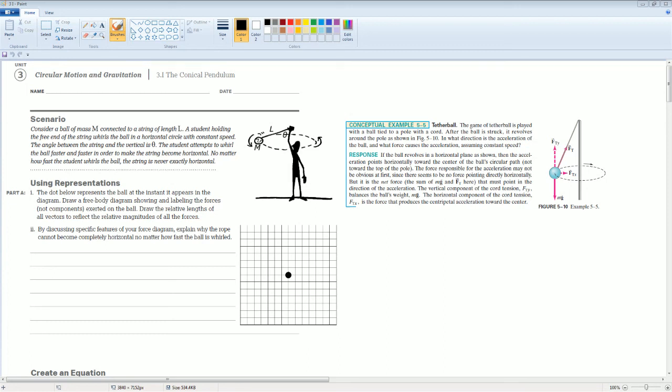Welcome, this is the AP Physics Workbook solution. We are on Unit 3, Circular Motion and Gravitation. The section is 3.I, which is on the conical pendulum.